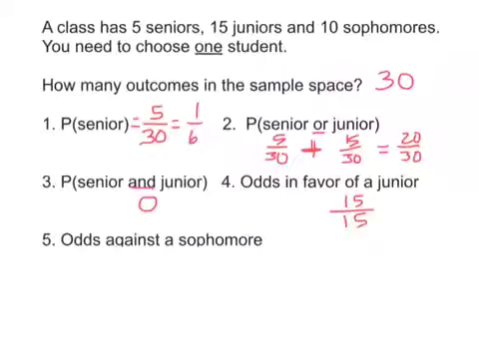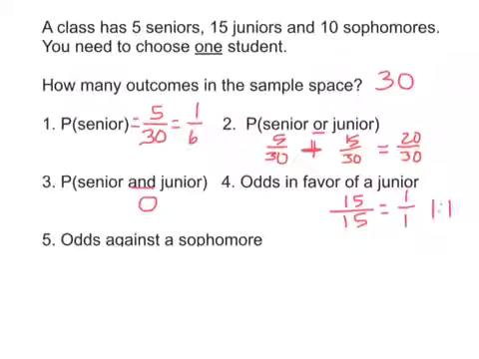Okay, notice there are 15 juniors, and then who in the class is not a junior? Well, 5 seniors and 10 sophomores. So 15 people are not juniors, and 15 people are. This means that we have a 1-to-1, or we could write 1-to-1, odds in favor of choosing a junior. For every one time a junior is chosen, there is one time that a junior is not chosen.